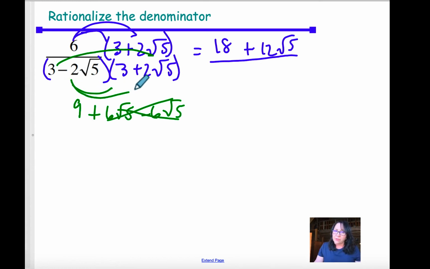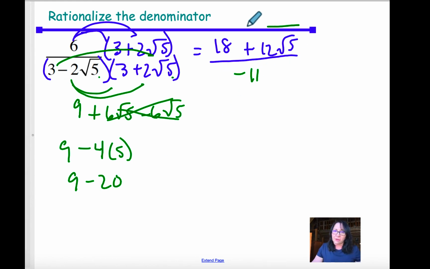And then the last ones are these two. So that's going to be minus 4. And then root 5 times root 5 is 5. So 4 times 5. So I have actually 9 minus 20, which is negative 11. And so my answer, this would be my answer right here.